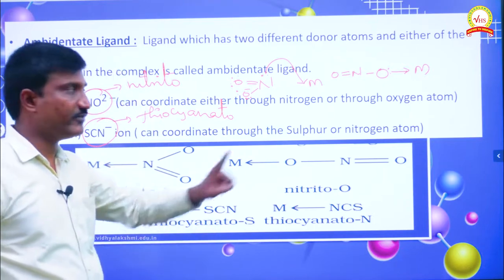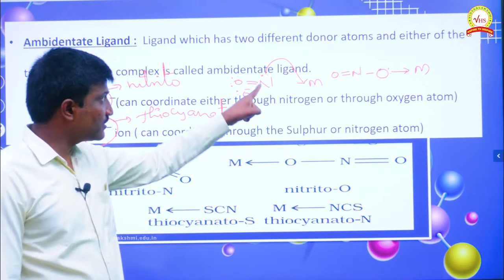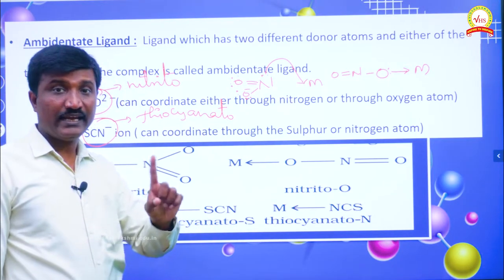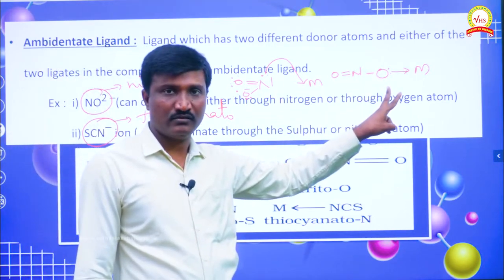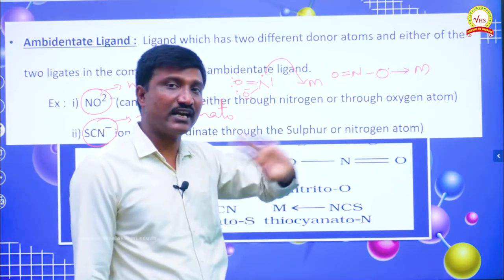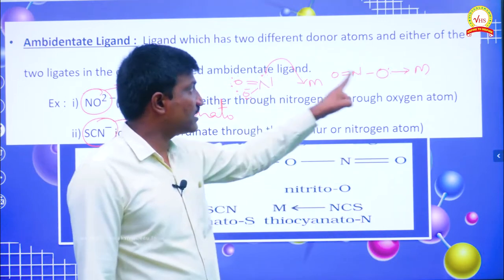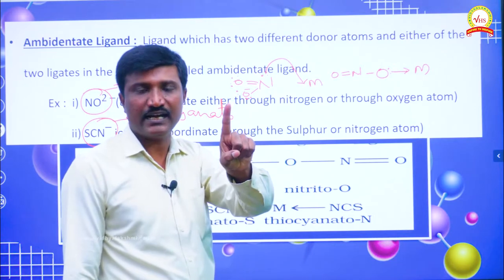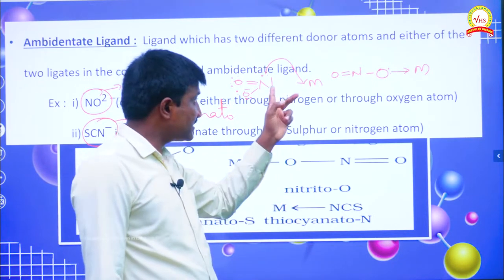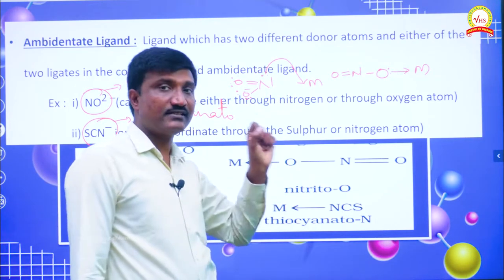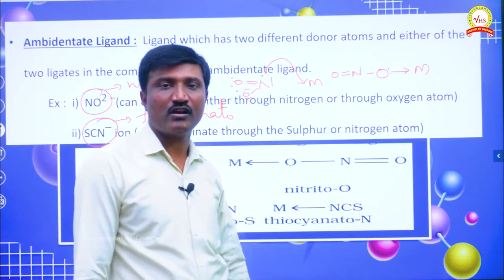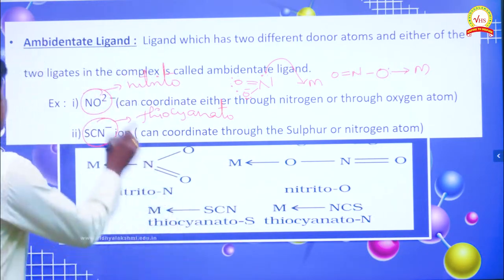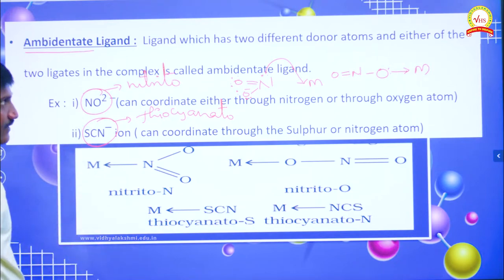Since only one donor atom is giving in a monodentate ligand, here also one donor atom is giving. At a time they are not giving two, that is nitrogen and oxygen; any one of those atoms gives to the metal atom, and that's the monodentate ligand. Clear? But since both atoms have a chance to donate the electron pair, we call that an ambidentate ligand.